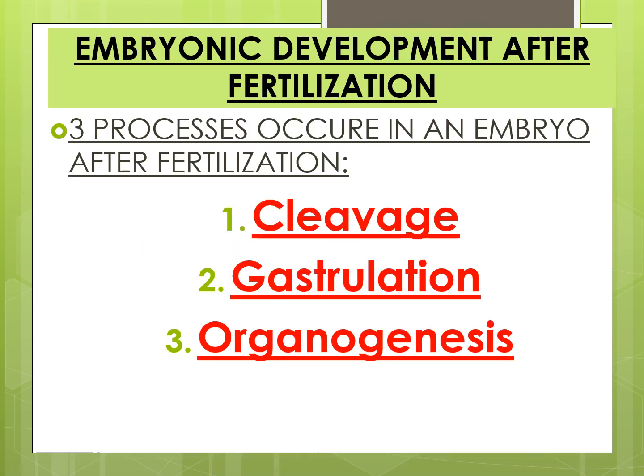Next, we are going to look at the process of embryonic development. And this process includes three phases: cleavage, gastrulation, and organogenesis. Cleavage is a type of cell division that takes place without any growth taking place.